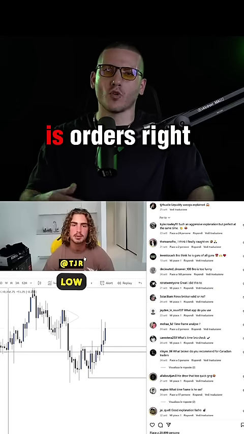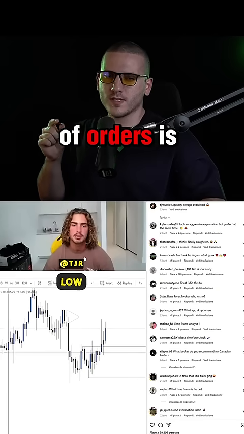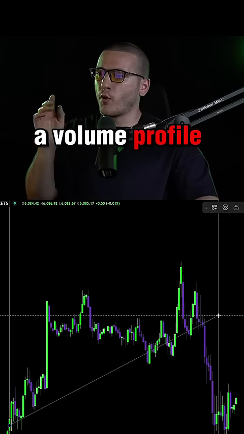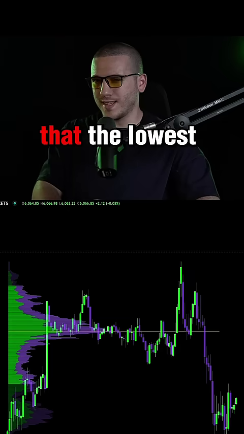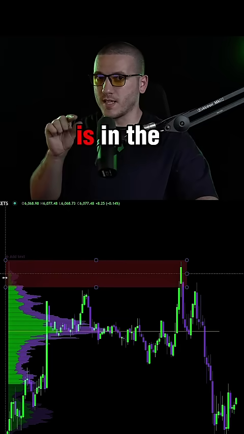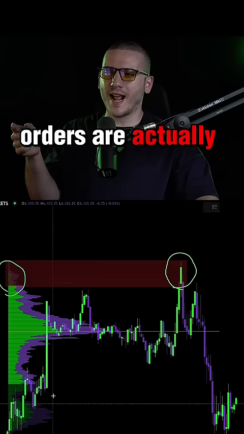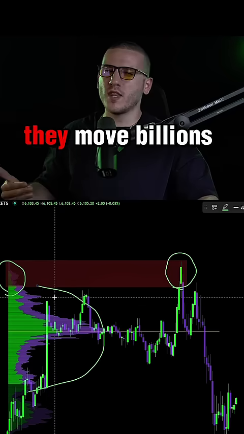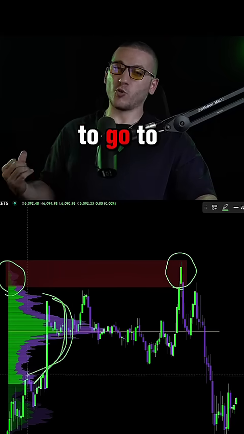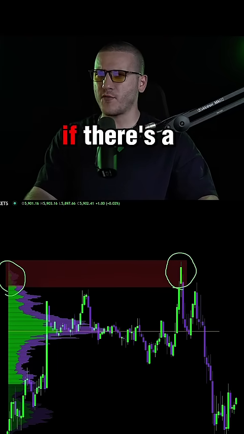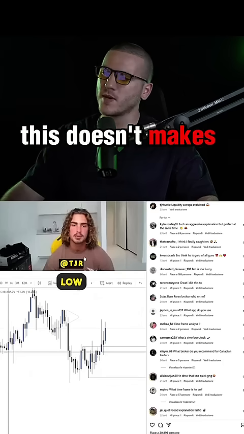You know, it's both sides of the auction. Like if liquidity is orders, right? The total amount of orders is the total volume. If you draw a volume profile on that same price action, you will see that the lowest amount of liquidity is in the spikes, where the liquidity is supposed to be grabbed. Most of the orders are actually inside of that range. So why would they move billions of dollars to go to the other side of that range just to see if there's a bunch of stops from retail? This doesn't make any sense.